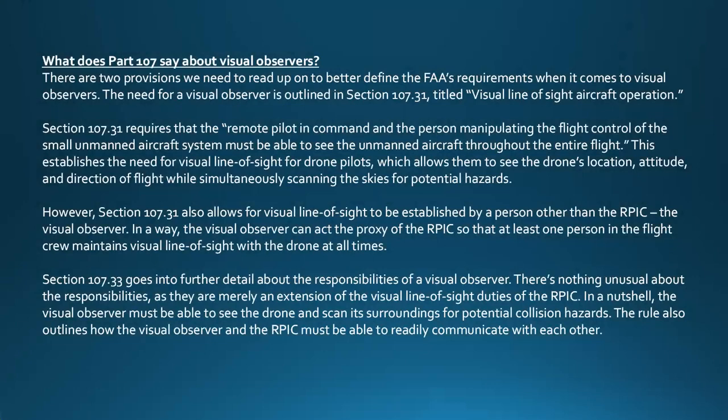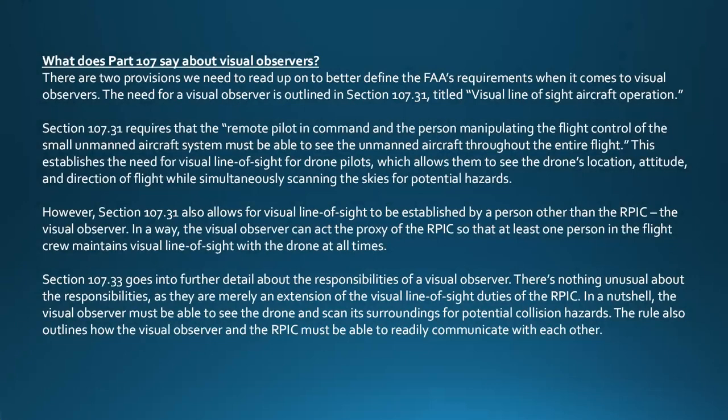This establishes a need for visual line of sight for drone pilots, which allows them to see the drone's location, attitude, and direction of flight while simultaneously scanning the skies for potential hazards. However, 107.31 also allows for visual line of sight to be established by a person other than the remote pilot in command, the visual observer. In a way, the visual observer can act as the proxy of the RPIC so that at least one person in the flight crew maintains visual line of sight with the drone at all times.